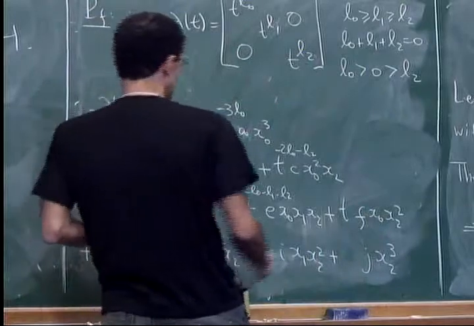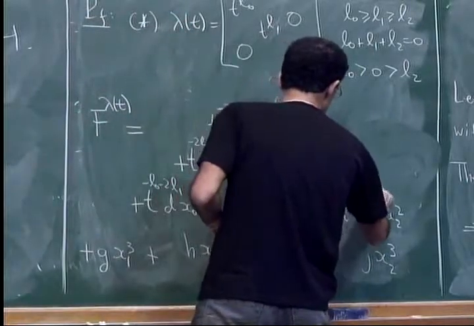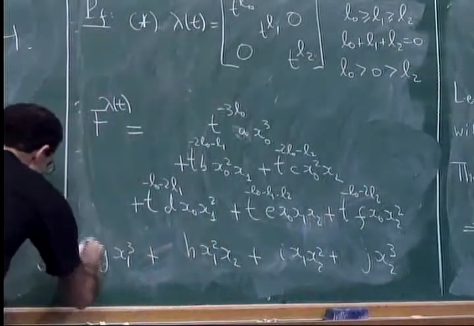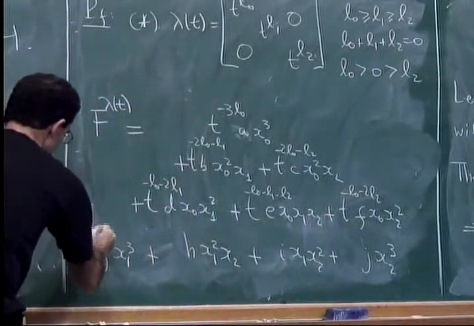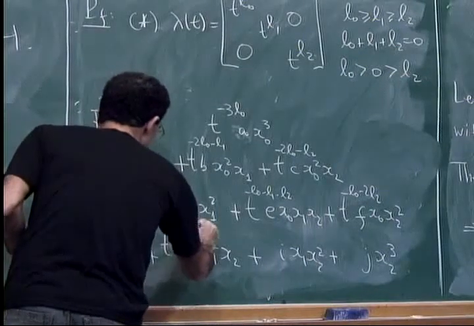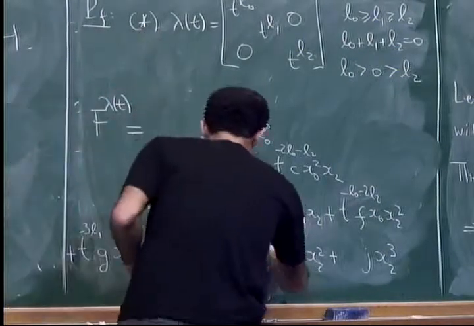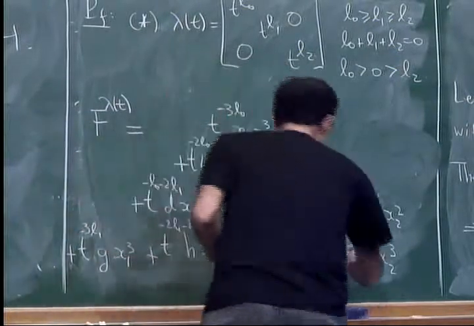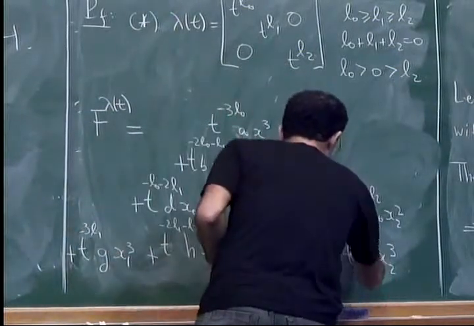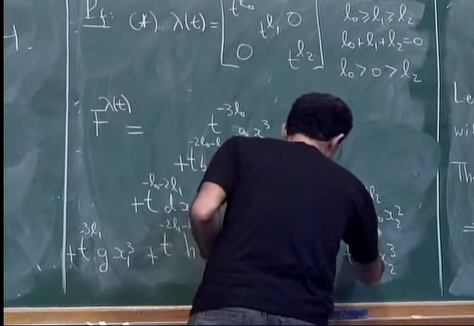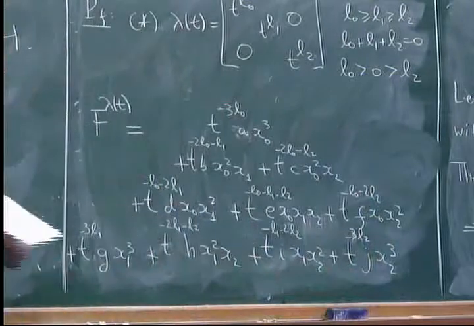Plus t to minus L0 minus 2L2. Here I need some space. t to minus 3L1, t to minus 2L1 minus L2, t to minus L1 minus 2L2, and then here t to minus 3L2. Okay?